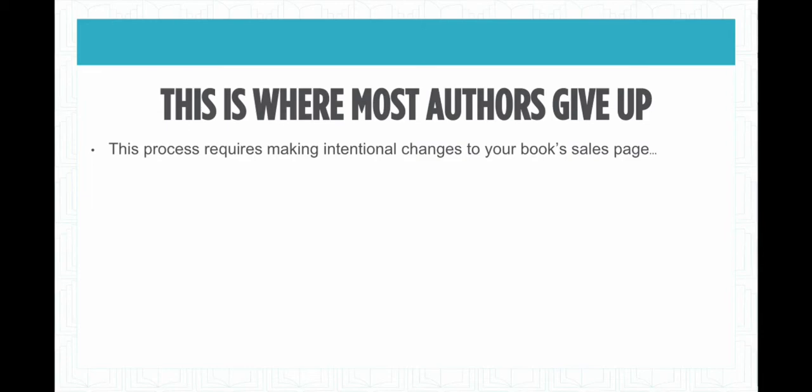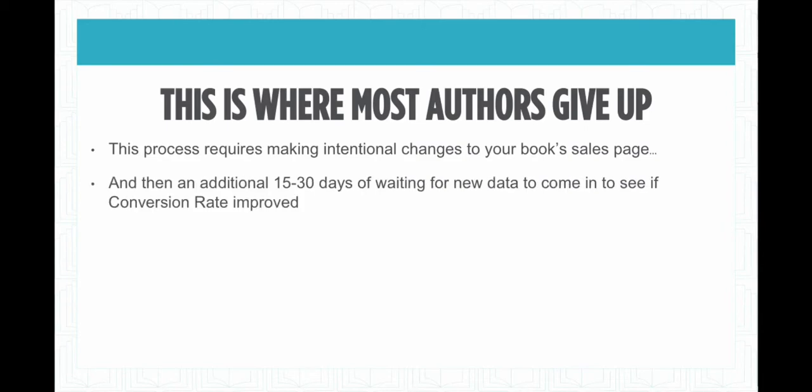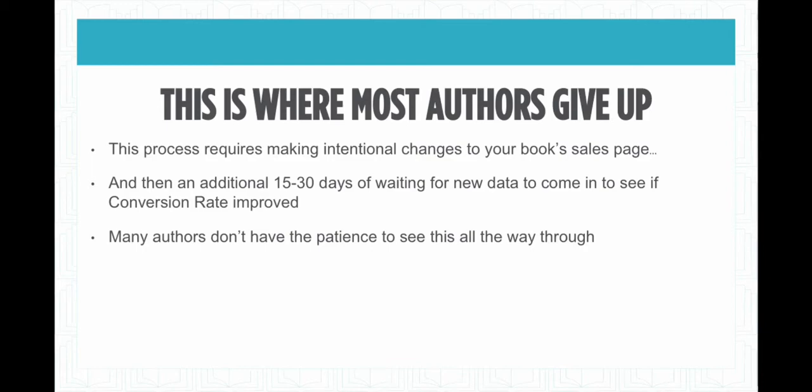The process requires you make intentional changes. It's not just willy-nilly, it's for the sake of data. And then once you make the changes, you're going to need to gather another 50 to 100 clicks. So that could take 2 to 4 weeks, waiting for new data to come in to see if the conversion rate improved. Many authors don't have the patience to see this all the way through. Many authors will stop before they get to the end of this.